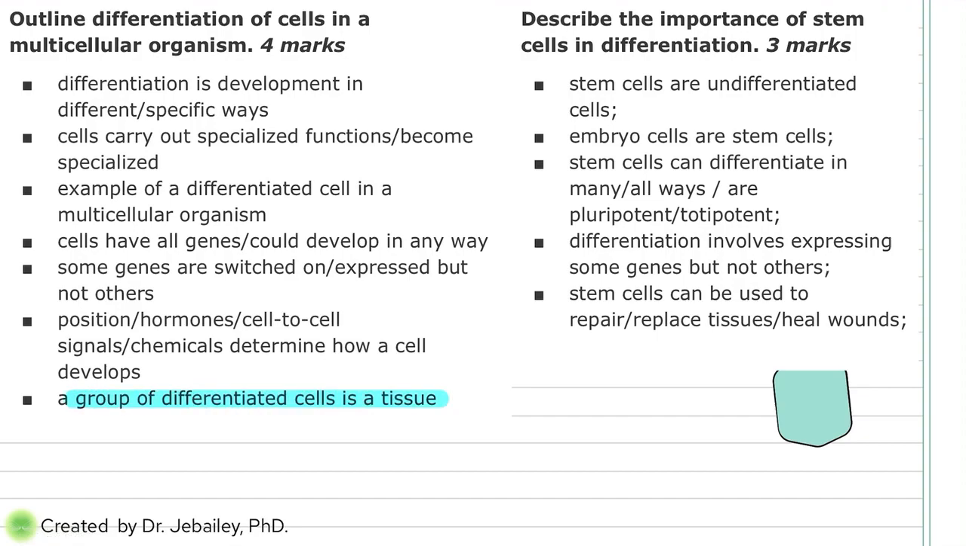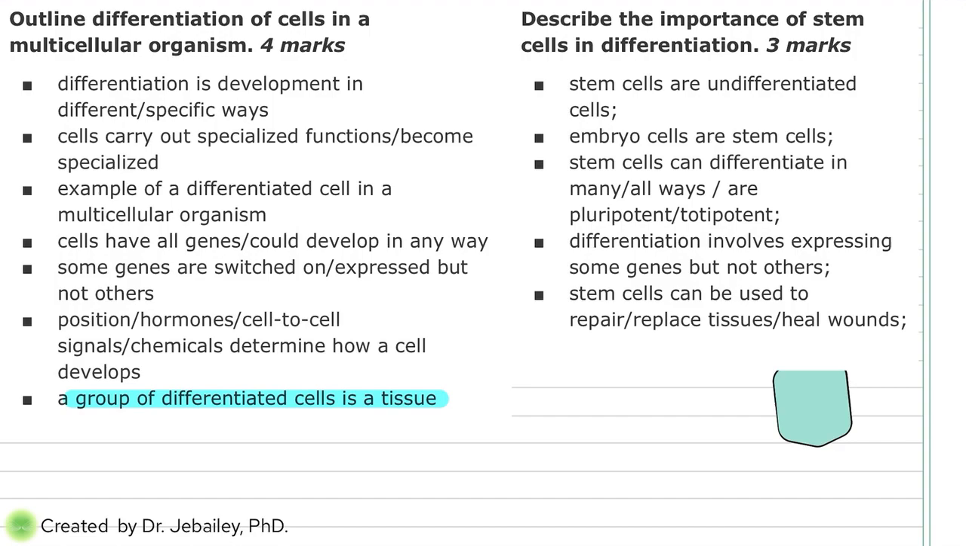That makes sense, right? If it's heart tissue, that means these cells of the heart have been differentiated to become heart cells. If it's a bunch of cells in a lung, it's lung tissue, and this lung tissue has a bunch of differentiated cells that have become a lung function.